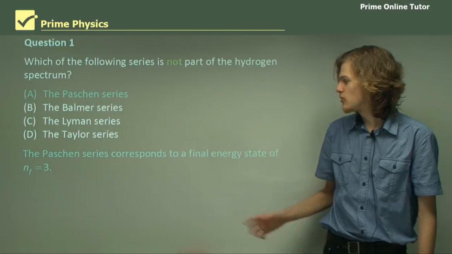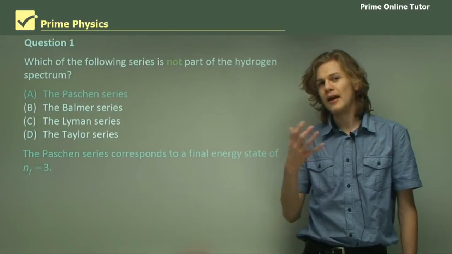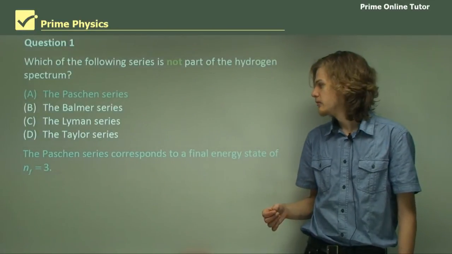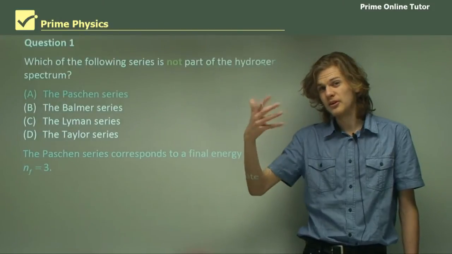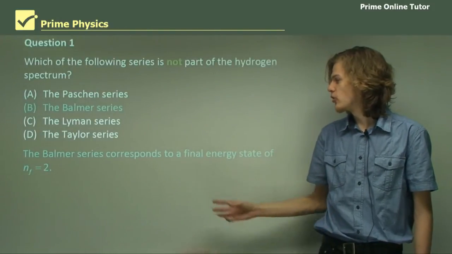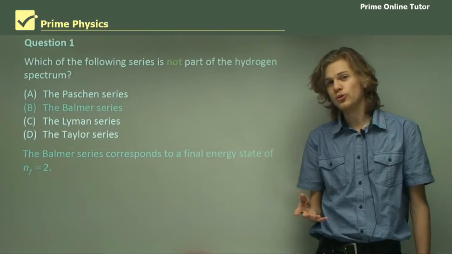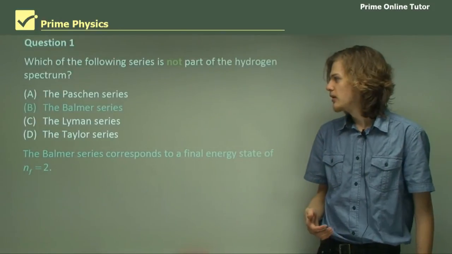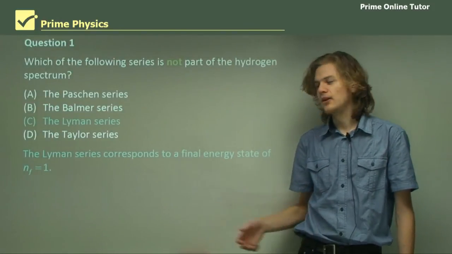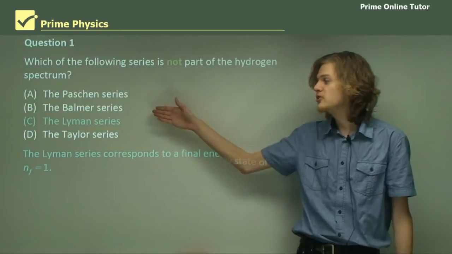So the Paschen series corresponds to a final energy state of nf equals 3. So it's infrared, it's not very big jumps. The Balmer series corresponds to a final energy state of nf equals 2, so it's visible light. The Lyman series corresponds to a final energy state of nf equals 1, so it's ultraviolet. It's a very big jump indeed.